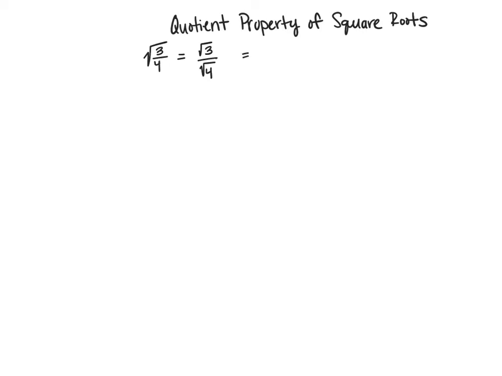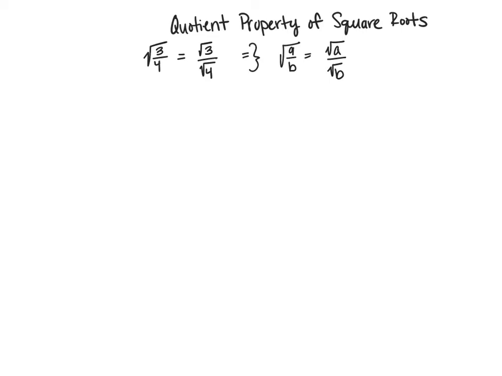So the formal rule will state if you have the square root of a over b, that is equal to the square root of just a over the square root of just b. So let's try to do an example.